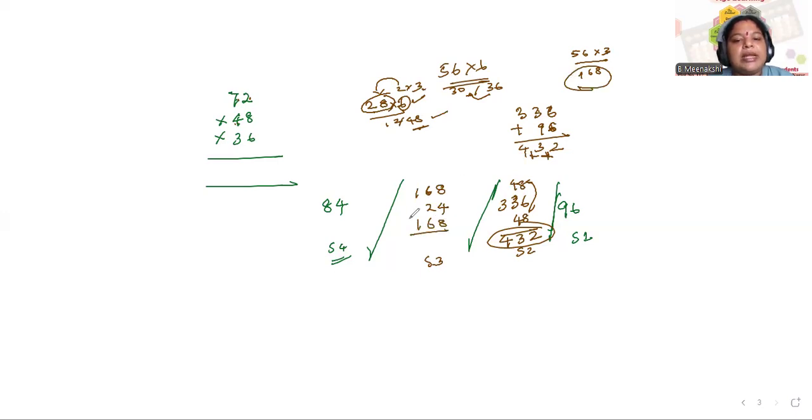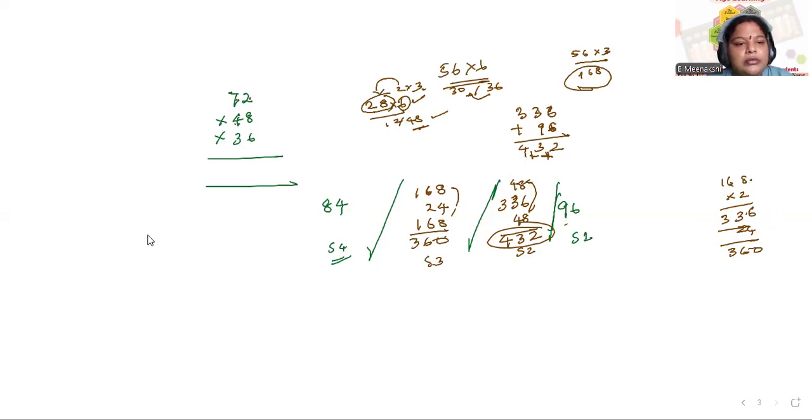Now 168 multiplied by 2 times. Why am I multiplying 168 2 times? Because 168 is added 2 times. So you will get the answer as 2 8s are 16, 2 6s are 12 plus 1, 13, 1 2s are 2 plus 1. So you get 336 and 24. You get it as 360. Now you have the result as 84, 360, 432, 96.